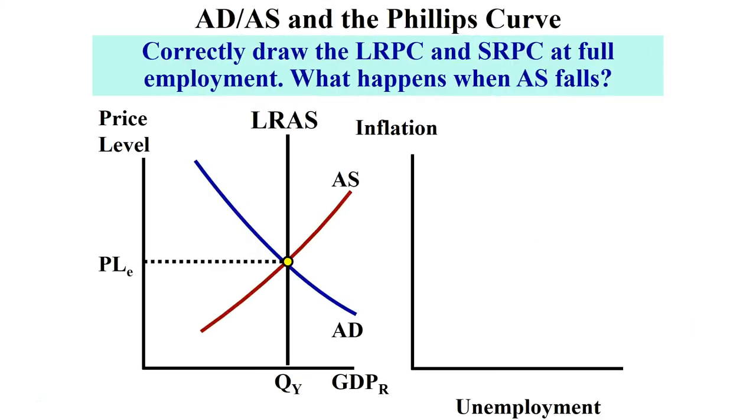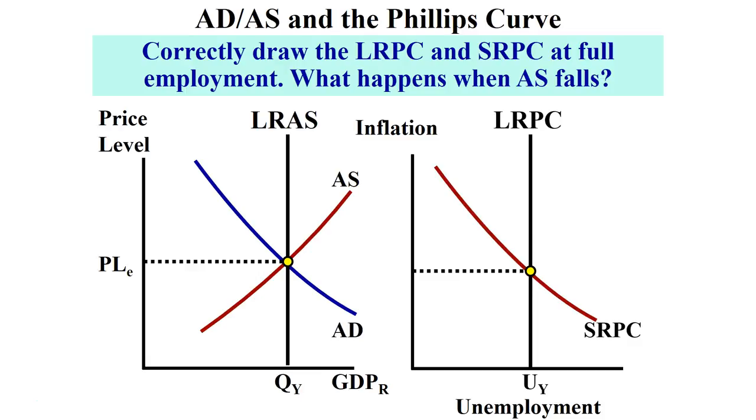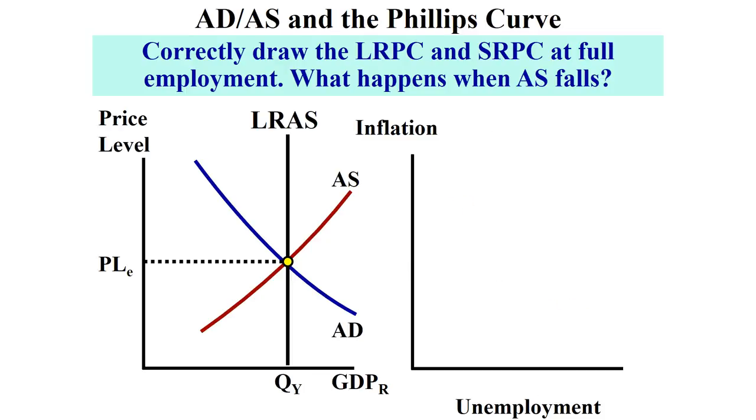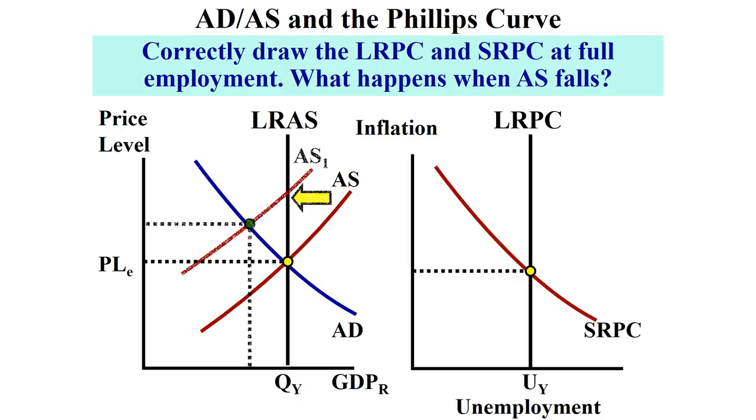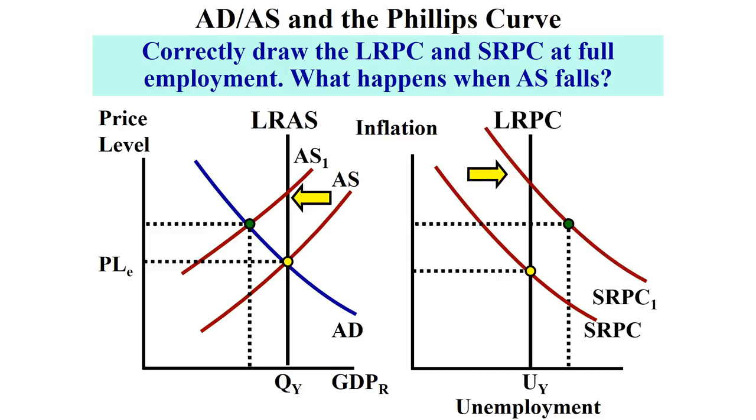Another thing I could say is, show me these graphs at full employment. Well, I'm going to draw my Phillips curve at full employment where everything is at equilibrium for both graphs. If aggregate supply falls, a decrease in supply means I'm shifting to the left. So I'm going to show a shift to the left of my aggregate supply, creating a recession. And on my Phillips curve, I'm going to show a shift to the right of the entire curve, showing that recession in the Phillips curve itself.